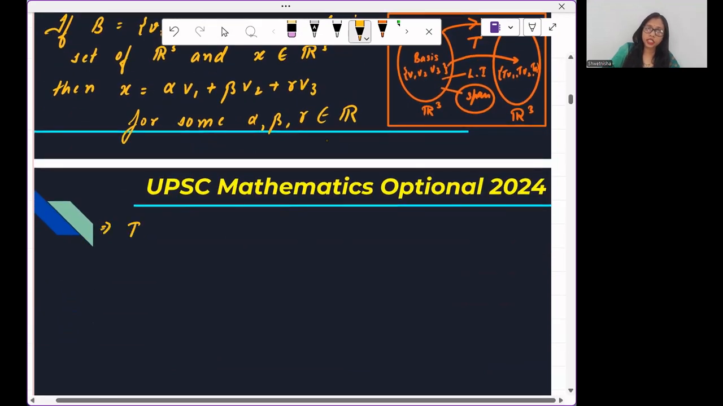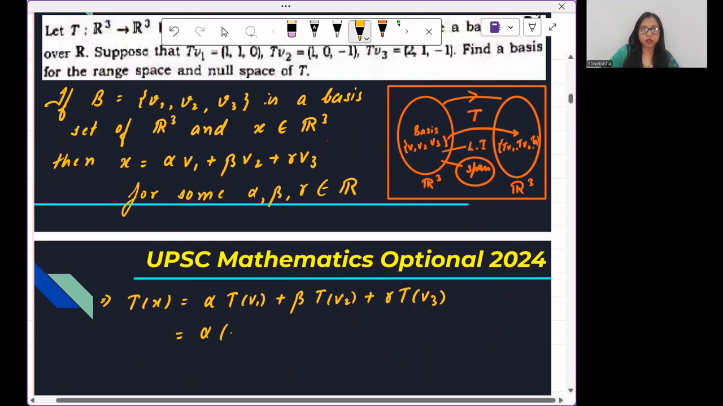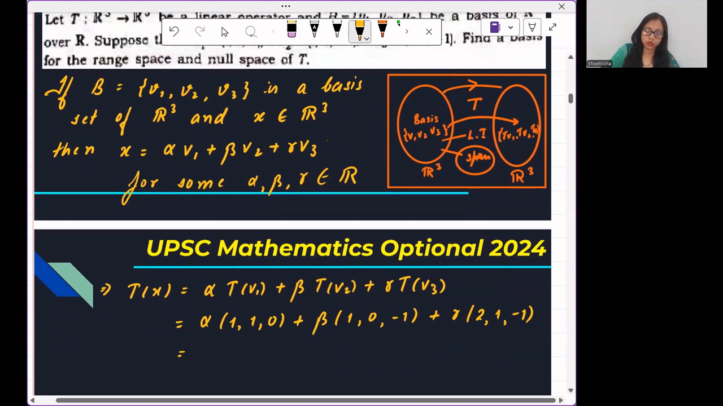It implies, what is T of X? T of X is alpha T of V1 plus beta T of V2 plus gamma T of V3. T of V1 is given to us, so this is alpha (1, 1, 0) plus beta (1, 0, -1) plus gamma (2, 1, -1). So this is going to be (alpha plus beta plus 2 gamma, alpha plus gamma, minus beta minus gamma).